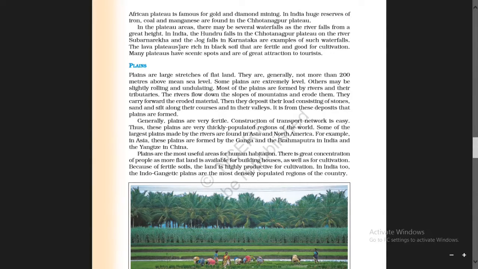The lava plateaus are rich in black soil and are fertile and good for cultivation. Lava plateaus, you must remember, are rich in black soil, and you must know this soil is suitable for growing cotton crops. Many plateaus have scenic spots and are of great attraction to tourists. Several tourists visit to see the beautiful scenery of different plateaus.